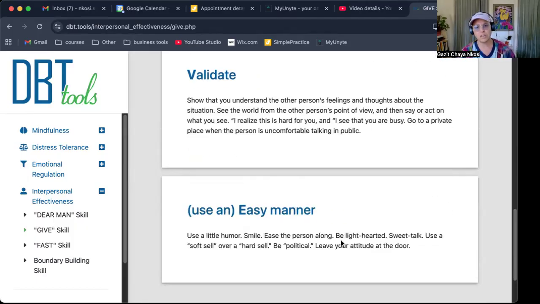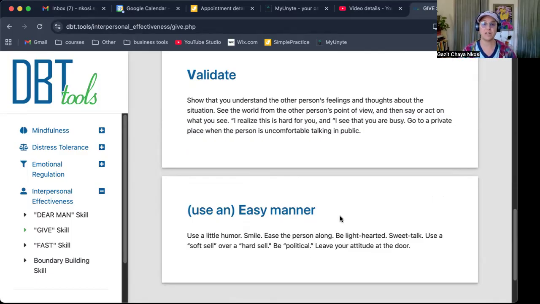And we're going to use an easy manner. I like the one, soft sell. Be political is another way to think of it. So we're going to be a little light. We're going to be like, okay, tell me more. Like, hey, what's going on? Versus like, you should know better. You said this wrong. It's not okay. Don't do it again. Right? That's the opposite of Give.